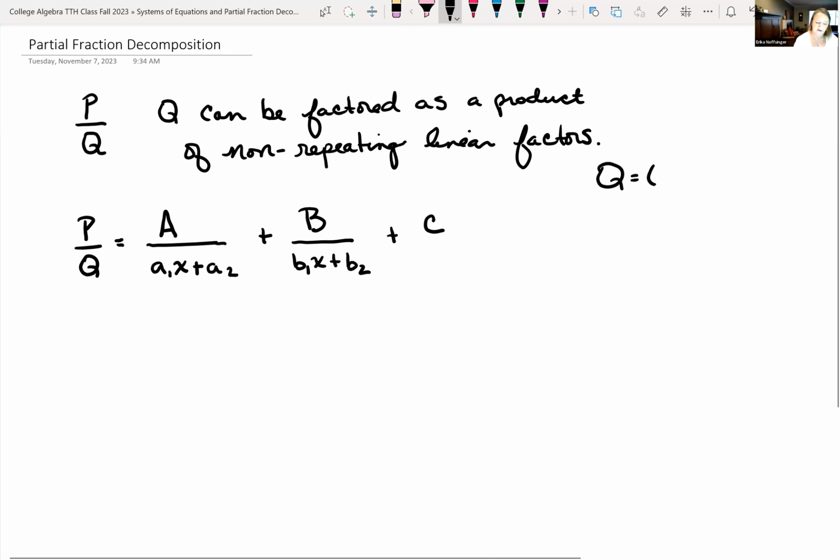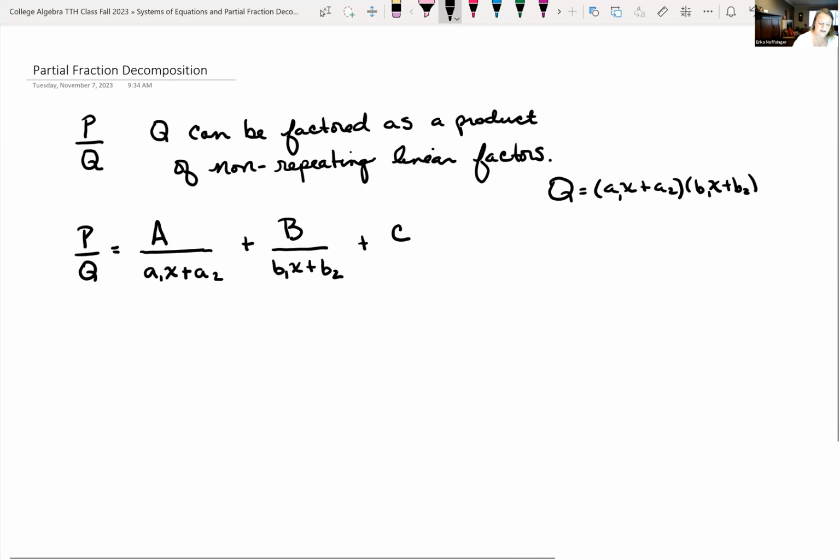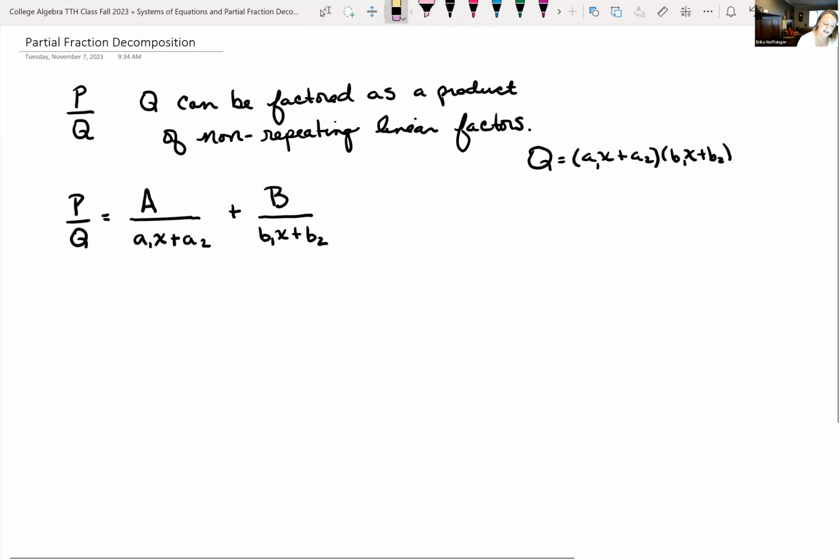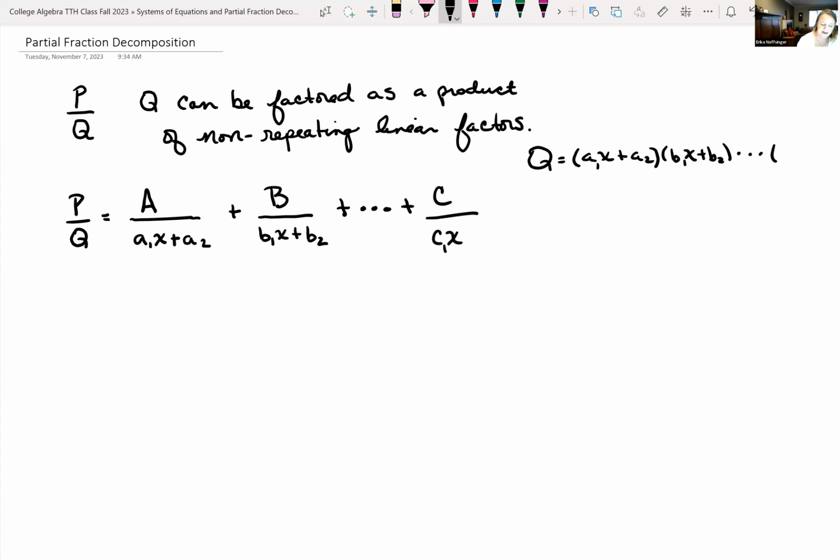So let's say that q, the factor in the denominator, was what we just said: a sub 1 x plus a sub 2, times b sub 1 x plus b sub 2, and dot, dot, dot, depending on how many linear factors we have, plus the last linear factor. Let's just call it capital C in the numerator, with the linear factor in the denominator, c sub 1 x plus c sub 2.